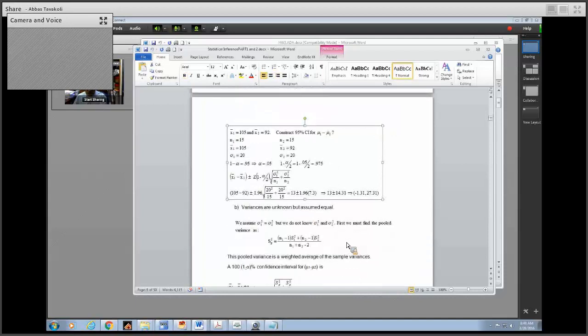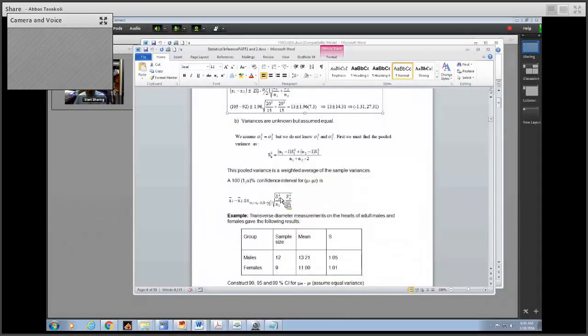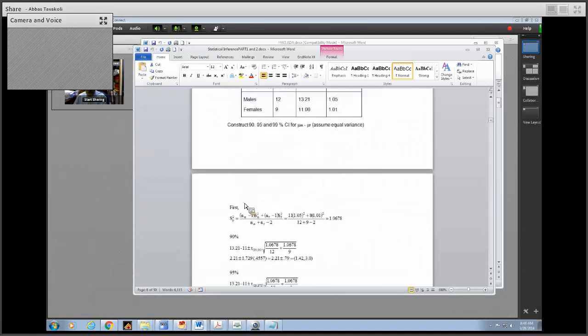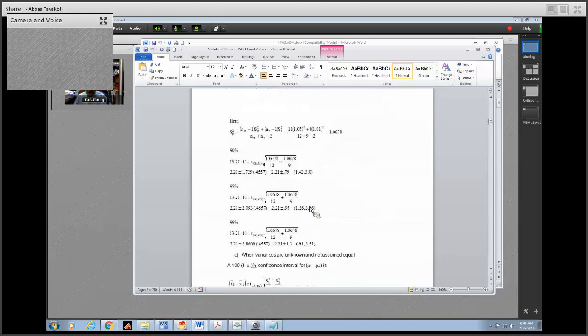So for the difference between two means, the confidence interval, you have to use this formula. First, you're going to calculate the pooled variance, where you put in the information. Remember, you have a standard deviation, so you have to square it to get the variance. Here, you do the same for sample 2. Basically, you calculate that, and using this formula, you can calculate the difference between two means.